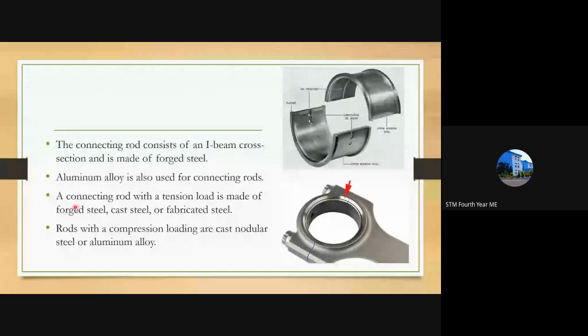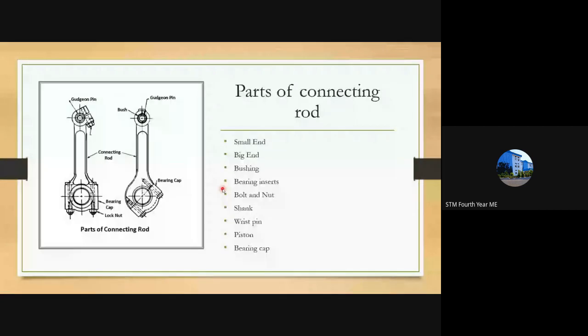The connecting rod is also made of cast steel or fabricated steel, then nodular steel or aluminum alloy. These are the materials used for the construction of the connecting rod. Then some parts of the connecting rod: we have discussed the small end and the big end. Then there is something called a bushing. Bushing is nothing but the bearings provided inside the small end of the connecting rod.